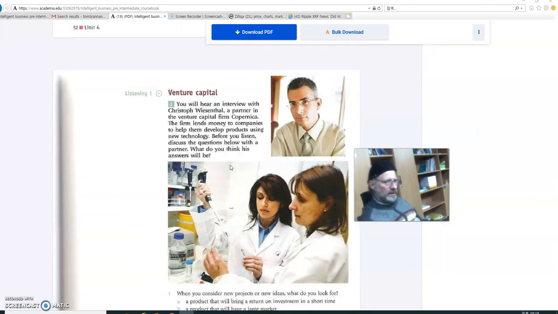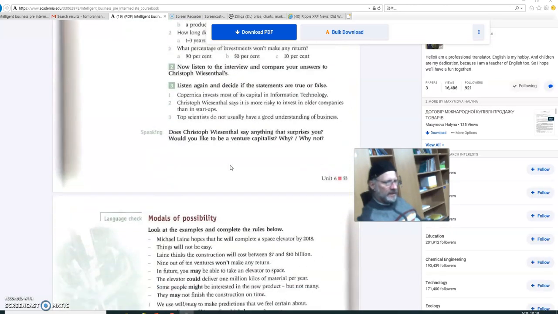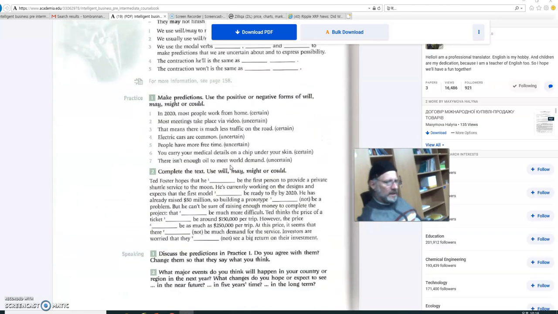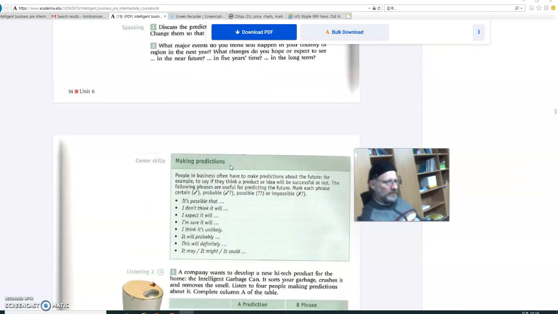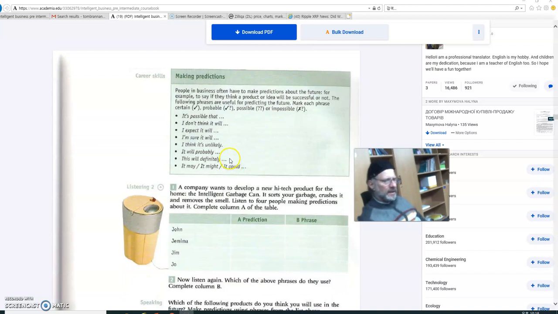Okay, there's more. This is called venture capital. This is a listening exercise. Okay, let's just keep moving through, scrolling through. All right, this was the page that I was most interested in.